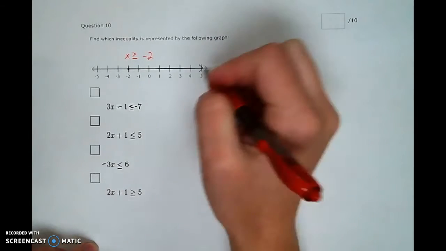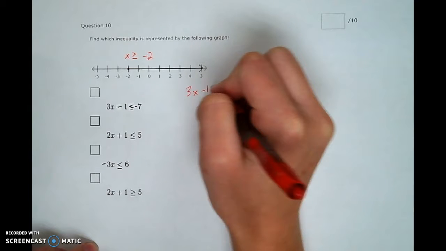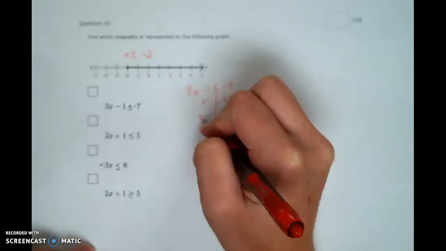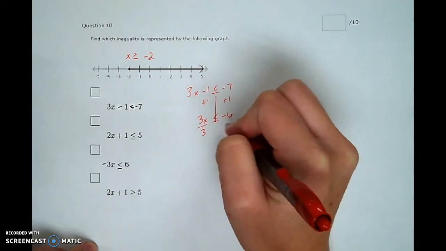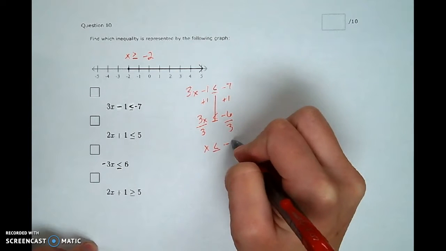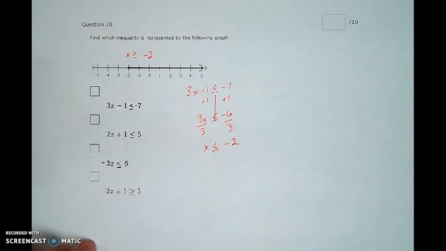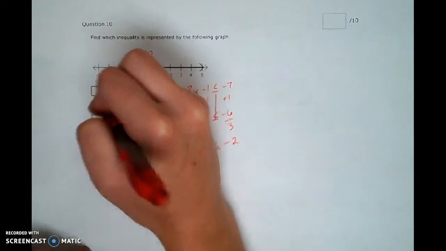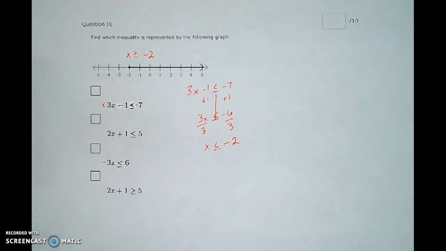Okay, so the first one I have is 3x minus 1 is less than or equal to -7. Drop my line down. I add 1 to both sides. I'm left with 3x is less than or equal to -6. Divide both sides by 3, and I have that x is less than or equal to -2. Now we have the -2 part, we have the "or equal to" part, but our inequality is going the wrong direction, so that one's probably not going to be it. And we will do our check if we find one that does match our answer.